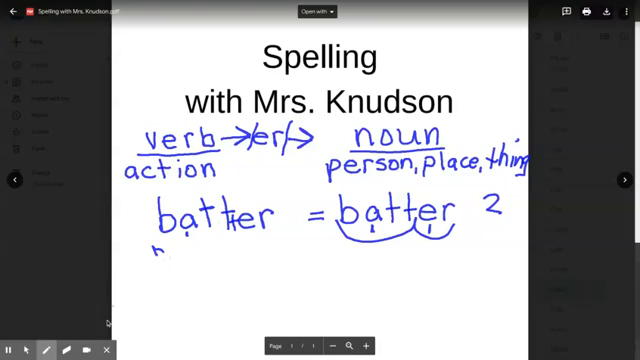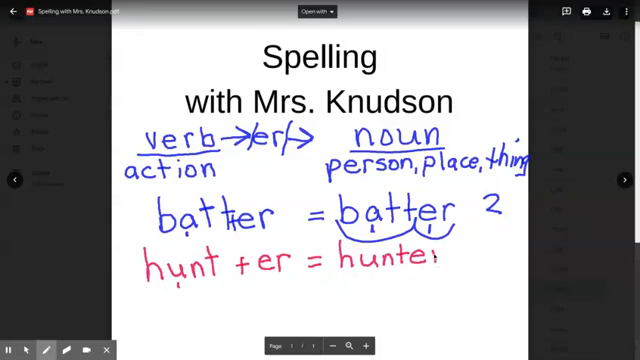Let's take the word hunt. Oops, let me erase that. Let's take the word hunt. A wolf goes to hunt his dinner. Hunt. So there is our one vowel sound for one syllable. Then we are going to plus ER. So a wolf hunts for his dinner. He becomes a hunter. So we have just taken a verb and made it into a noun. Hunter. So here was our first word, our base word, and there is our ER ending. Hunter. Our mouth does not close when we say that, we've gone into two syllables.